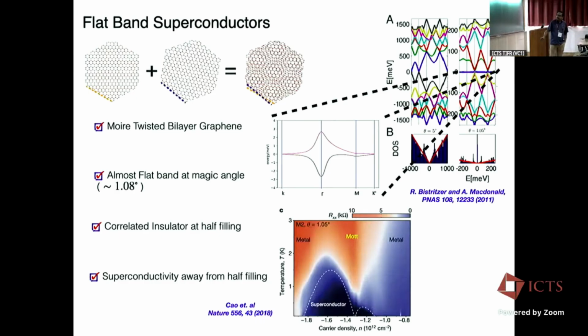Mott, people are probably not so sure whether it's Mott physics or some other physics, but you do get a correlated insulator at half filling. And when you dope away from this, you basically end up getting superconductivity. Okay, so this was seen in 2018, and by now there are many experiments which have seen superconductivity in these flat band superconductors.